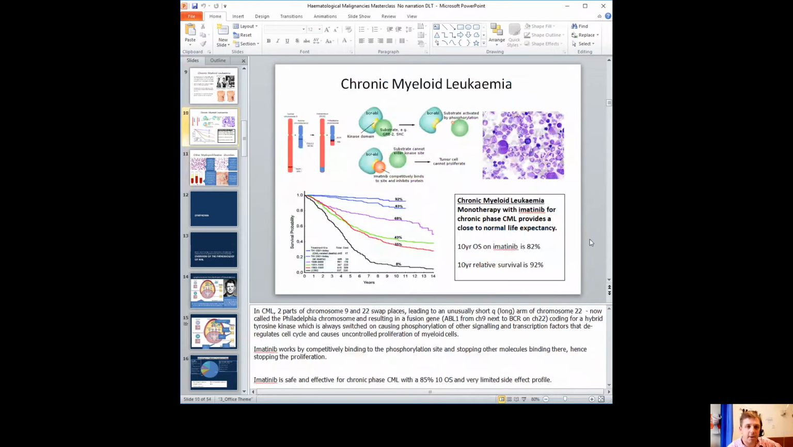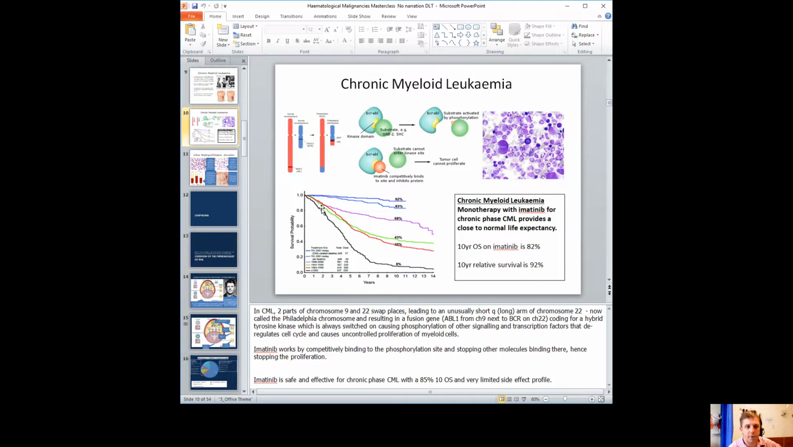This just gives you a bit more detail on chronic myeloid leukemia and tells you about this drug called imatinib, which blocks the protein, which is the product of the Philadelphia chromosome here, and stops the protein from causing the cells to proliferate and make lots and lots of granulocytes, which is what you can see here, which is a classical blood film of chronic myeloid leukemia.